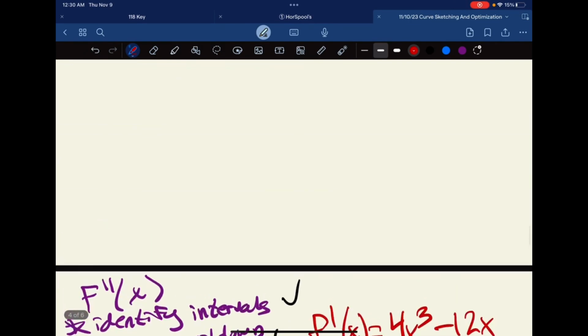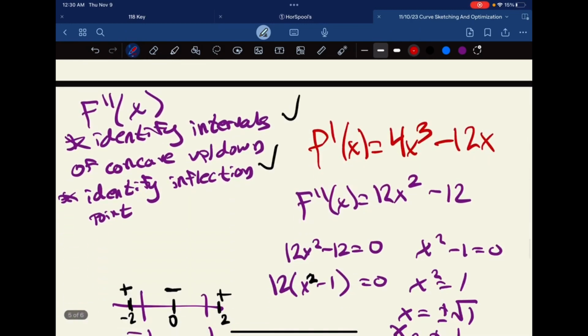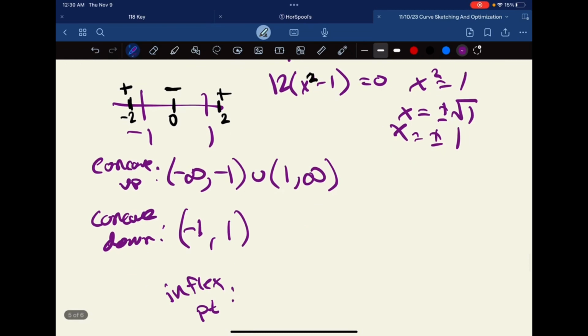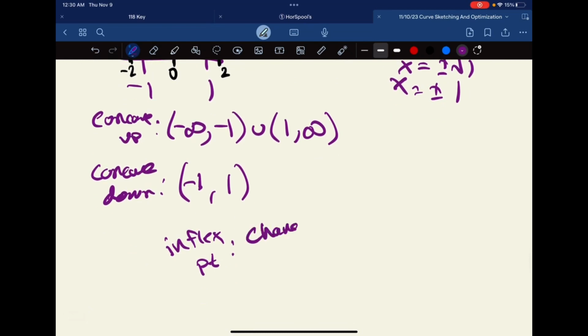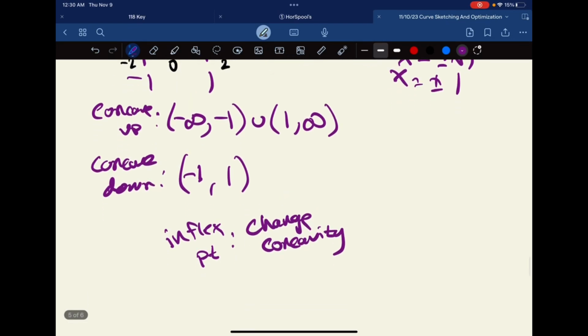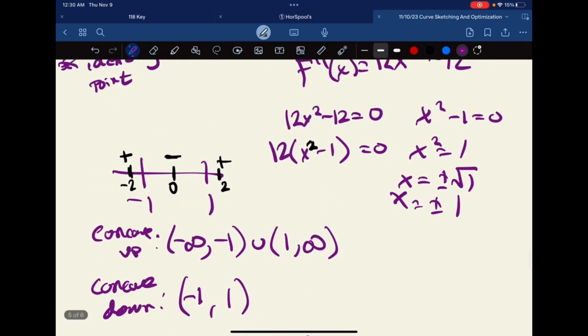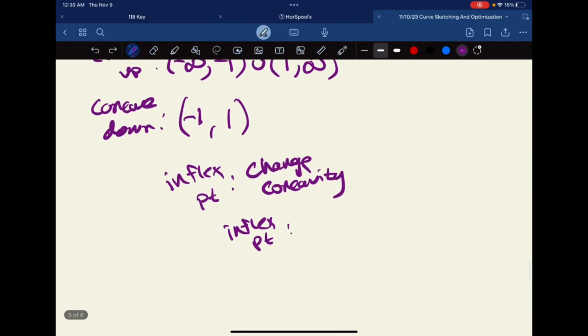And then, do we have an inflection point? Yes, we do. I forgot to put this in here. An inflection point is where we change concavity. So we go from either positive to negative or negative to positive. And we have 2 of those, right? We go from positive to negative here. We go from negative to positive here. So that's going to be -1 and 1.